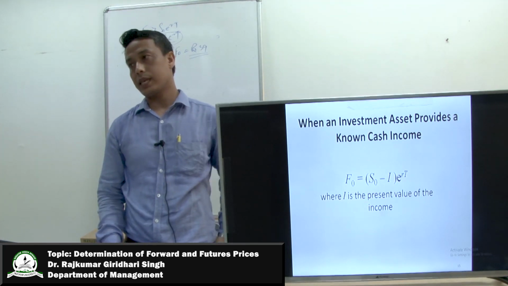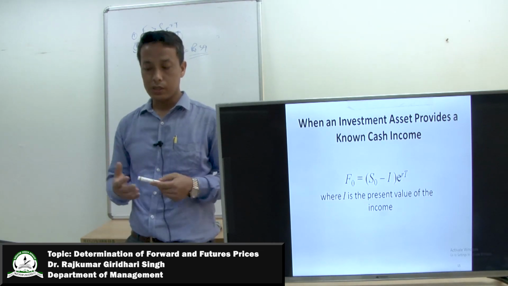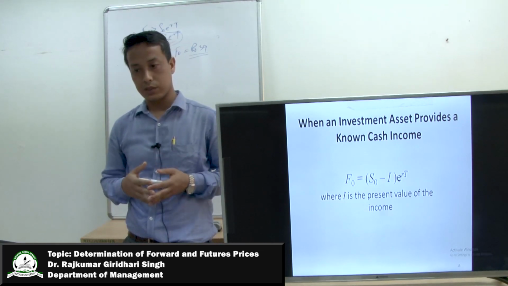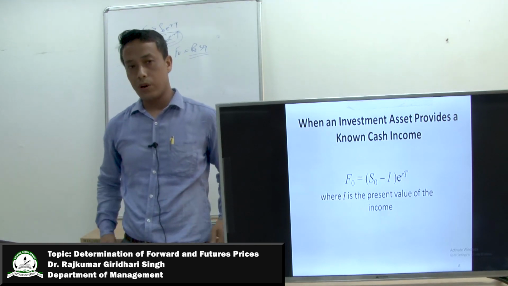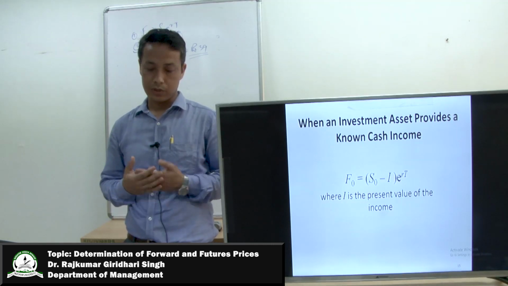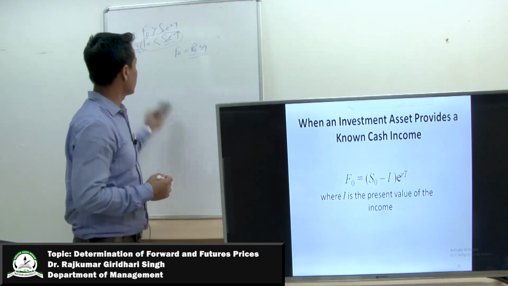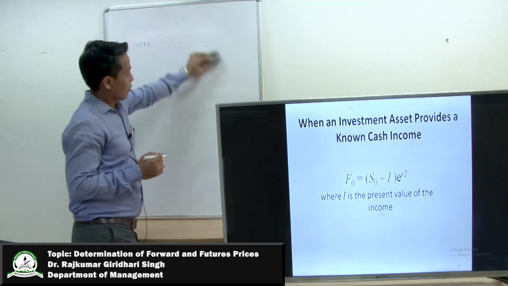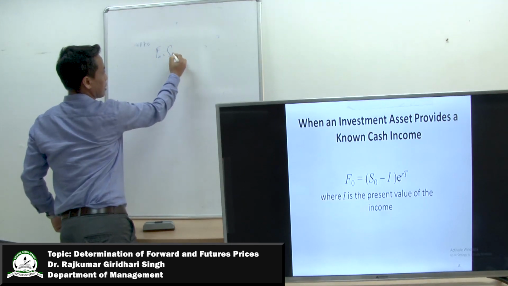When we say cash income, it means when you have a stock, you are entitled to receive dividend. So this dividend is called your cash income. Or in another case, we also have a coupon bearing bond. So coupons are also in the form of cash income. So in those cases, we have to change the formula from the earlier formula of F0.